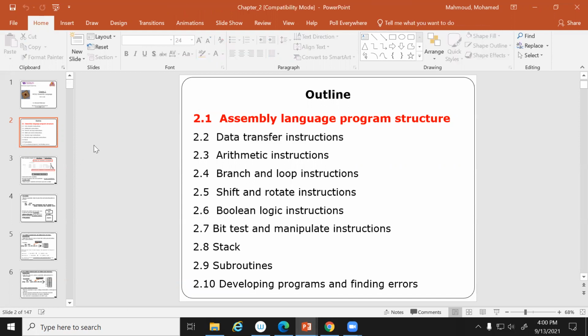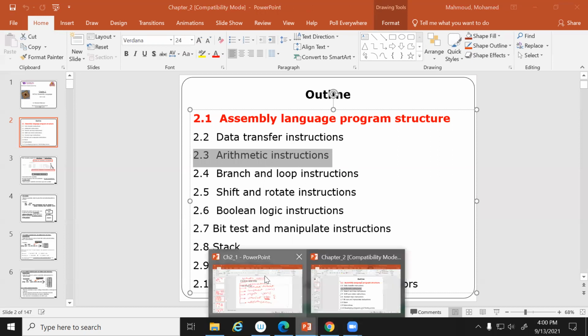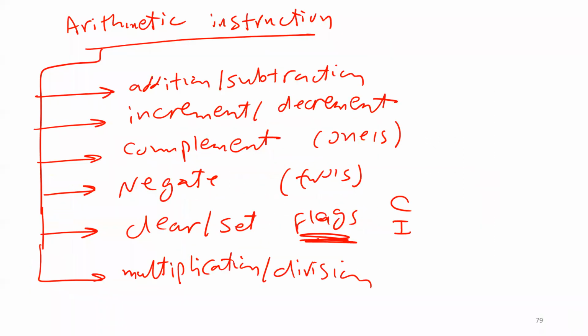Okay, guys. So today I'm going to start the arithmetic instructions. I'm going to teach in this section all the arithmetic instructions we have. As you see here, these are all the arithmetic instructions we have.